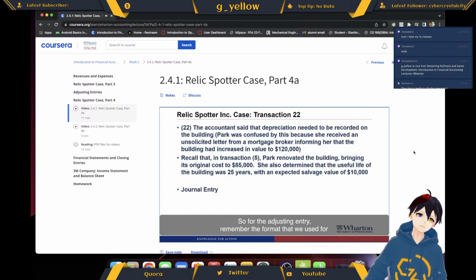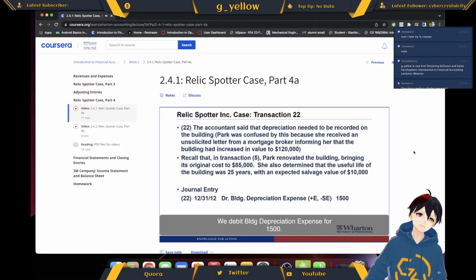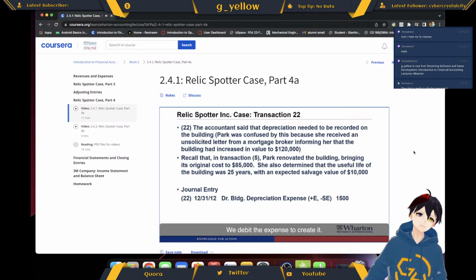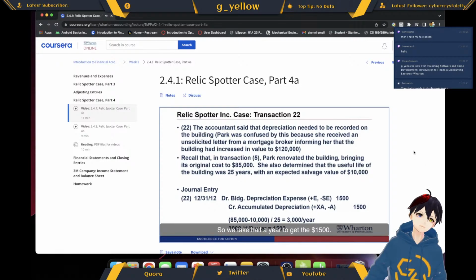So for the adjusting entry, remember the format that we use for depreciation expense. We debit building depreciation expense for $1,500. We debit the expense to create it. And then we credit accumulated depreciation. It's the contra asset where we're going to store up the depreciation over time. Now where we get the $1,500 is we take the difference between the original cost of $85,000 and the salvage value of $10,000. So that's $75,000 we're going to depreciate over time. Divided by 25 years of life would be $3,000 of depreciation per year. It hasn't been a year yet. The business has only been open 6 months. So we take half a year to get the $1,500.